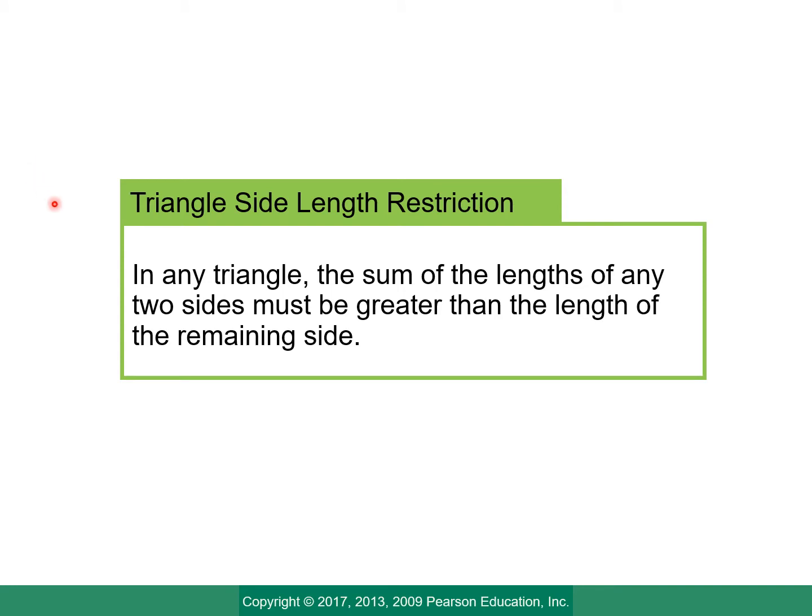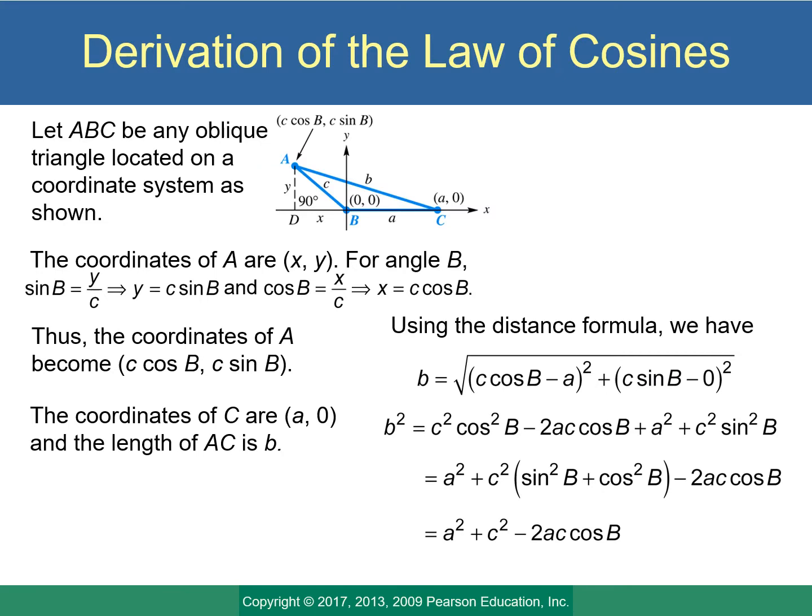Here's a quick fact to keep in mind as you're working with oblique triangles. In any triangle, the sum of the lengths of two sides has to be greater than the last remaining side length. If this isn't true, then you can't actually connect the sides to form a triangle. This slide talks about how you derive or come up with the law of cosines. Feel free to pause it and read through this. I'm not going to test you on knowing how to derive the law of cosines, but I do want you to just see where it comes from.